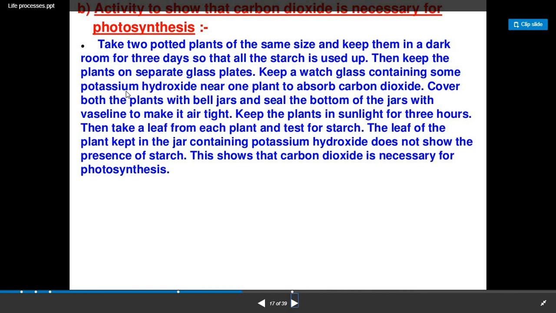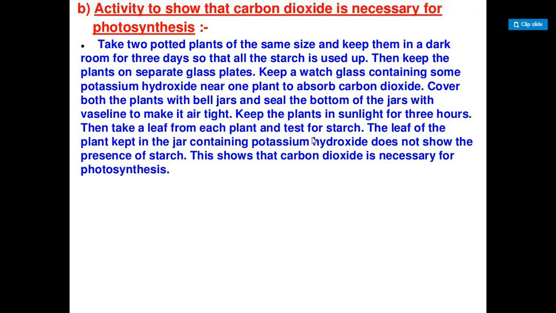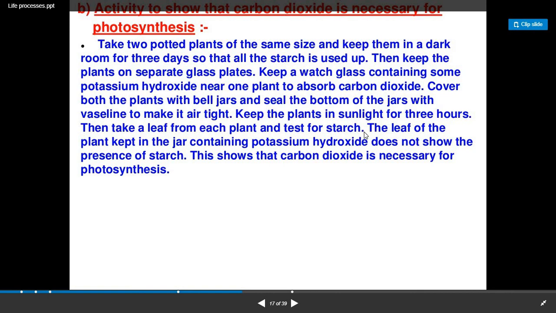Students, please note, potassium hydroxide has the capacity to absorb carbon dioxide. Cover both the plants with bell jars and seal the bottom of the jars with Vaseline to make them airtight. Now keep the plants in sunlight for about 3 hours. Then take a leaf from each of the two potted plants and test for starch.